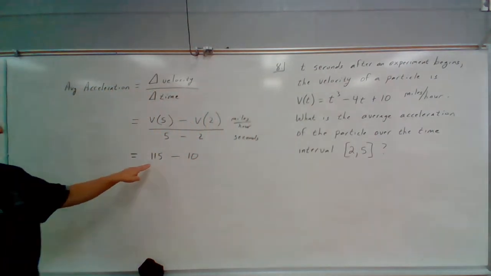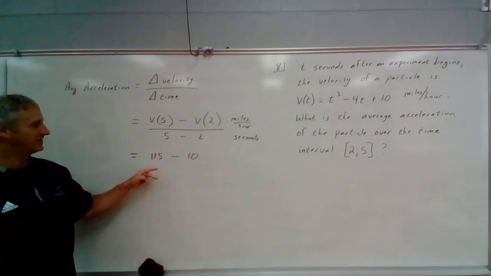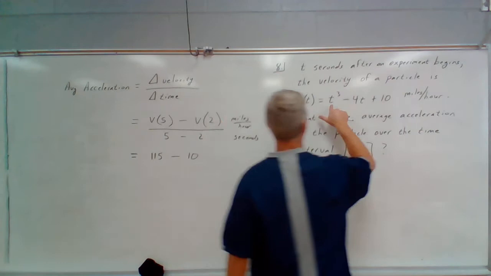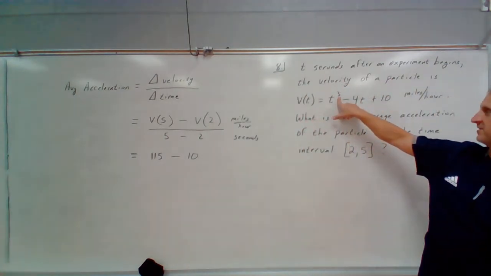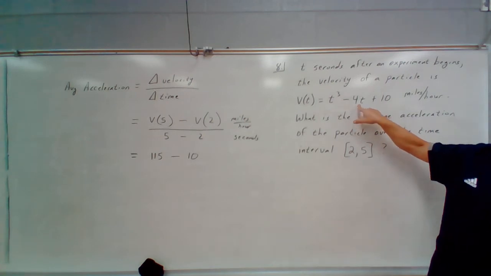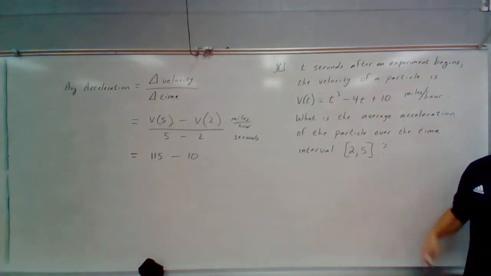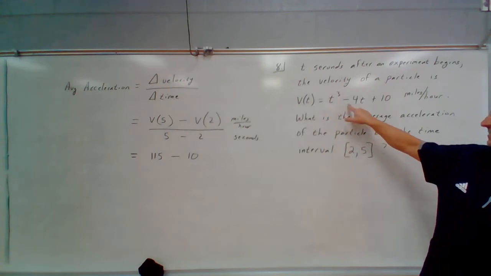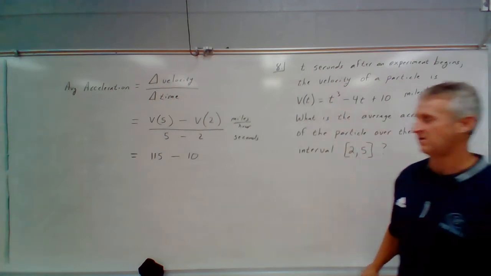All right, let's double check that because I'm a little worried I didn't get the right number there. Let's put this back in. Let's try 5 again, make sure I did that right. 5 to the third is 125 minus 20, which is 105. 105 plus 10 is 115. Right, so I got that right. And then plug in a 2: 8 minus 8, 0 plus 10. All right, so we got it.